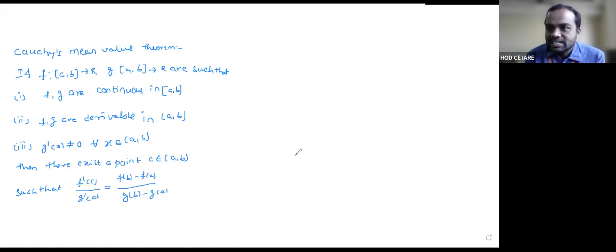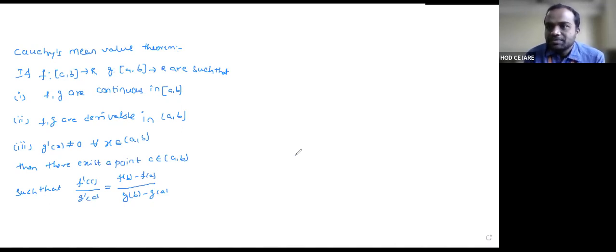Then there exists at least one point c belonging to the open interval a comma b, or a is less than c is less than b, such that f dash of c is equal to f of b minus f of a by b minus a. So this is Lagrange's mean value theorem. This is how we discussed the single function. We discussed only single functions.